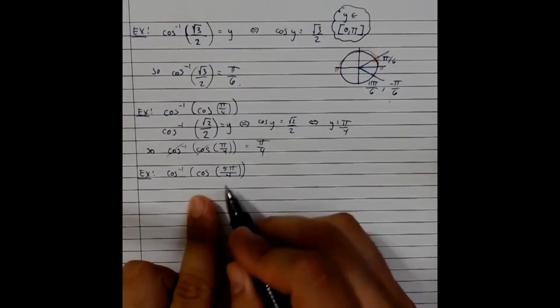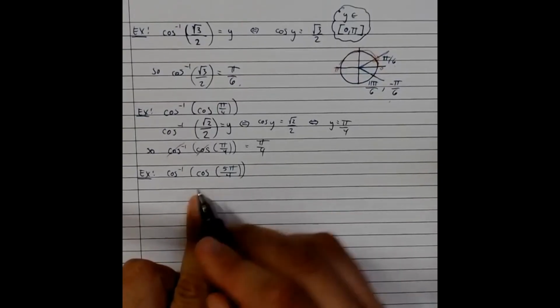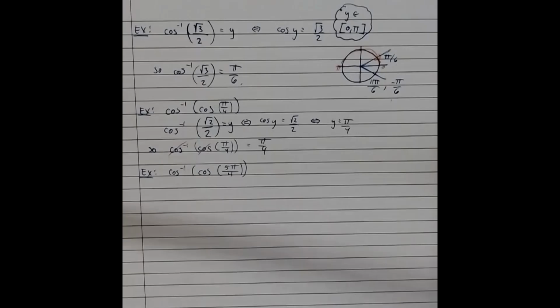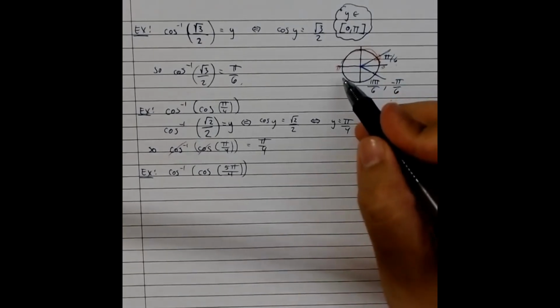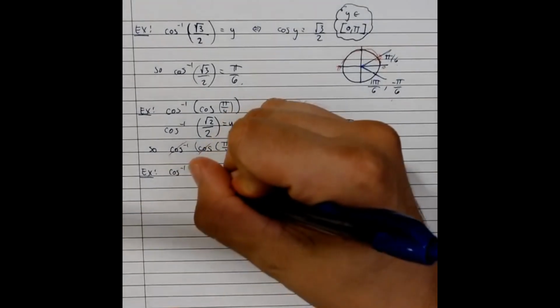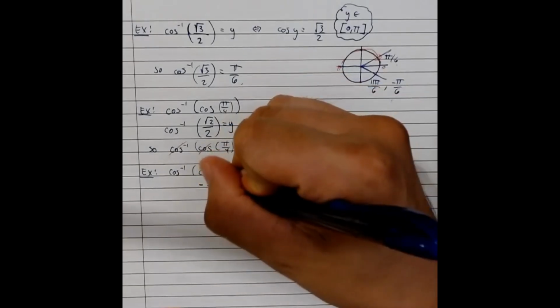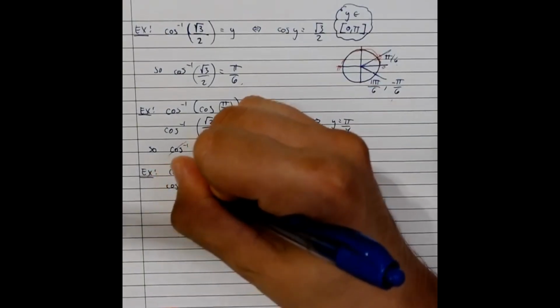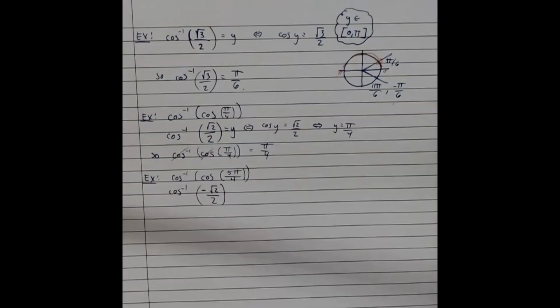Again, forget about what should happen. Let's see what does happen. What's the cosine of 5 pi over 4? All right, well, the cosine of 5 pi over 4 is negative root 2 over 2. Okay, no problem. I can take the cosine of 5 pi over 4. That's negative root 2 over 2.